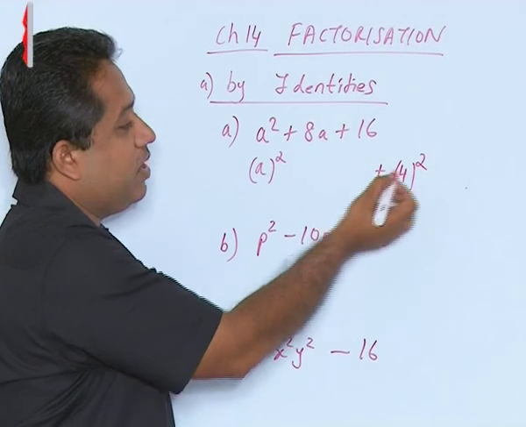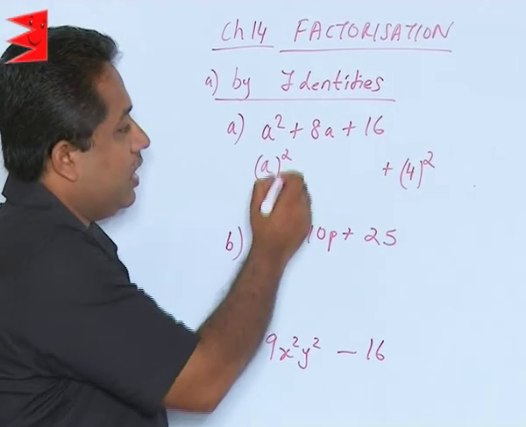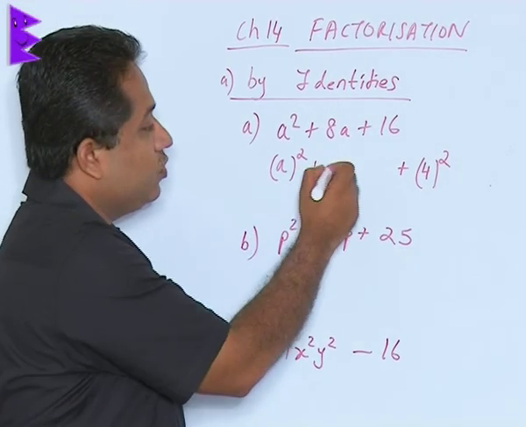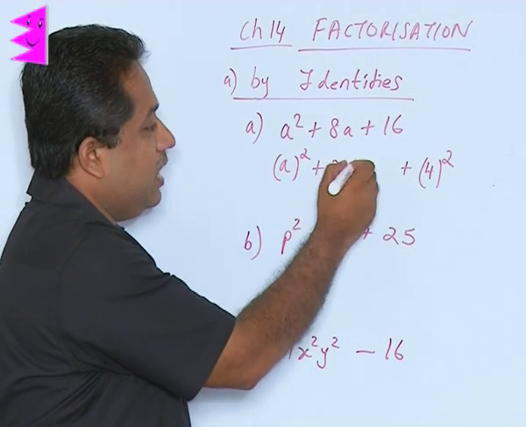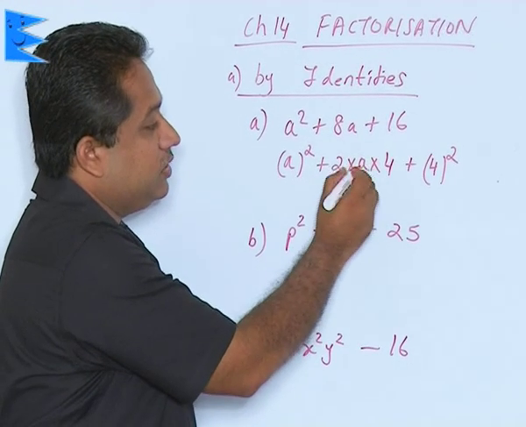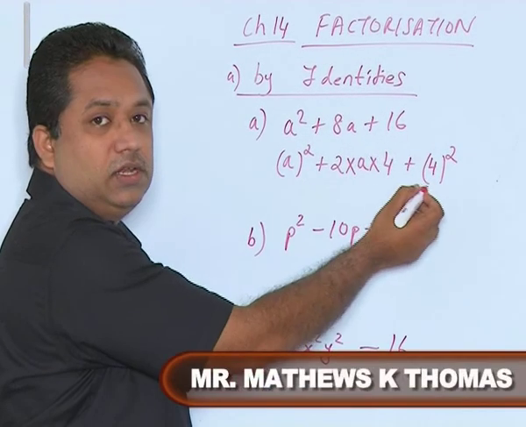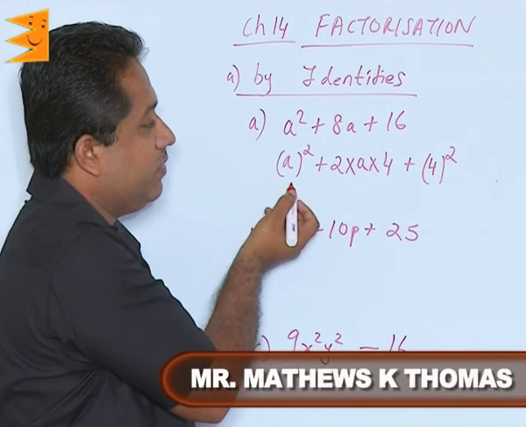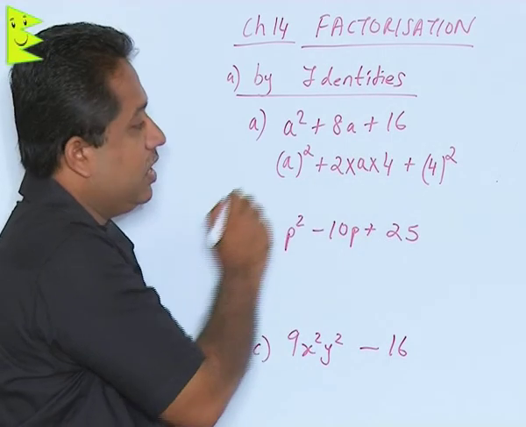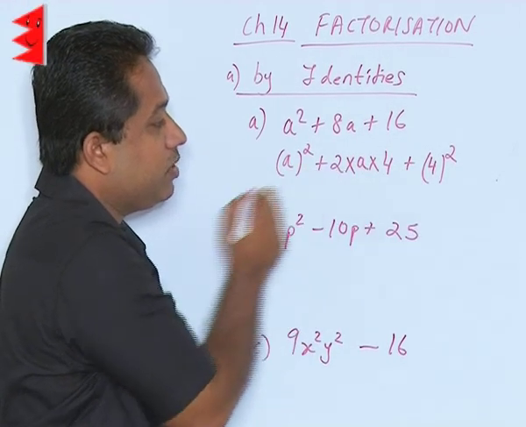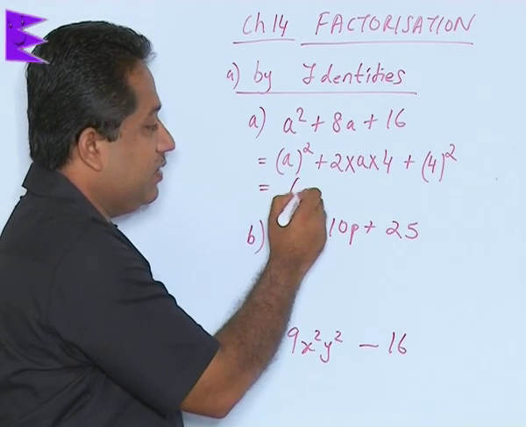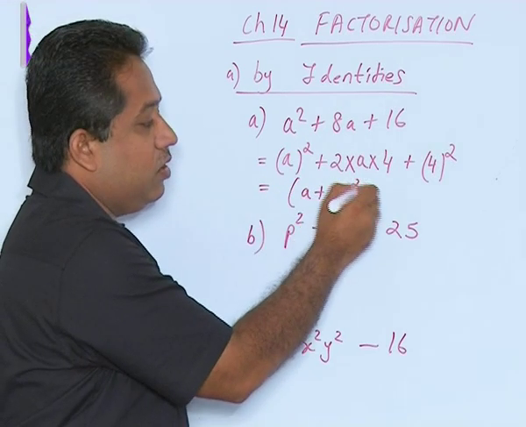So, we have a square and we have b square, and this term now has to be expressed as 2 into a into b. So, this will be 2 into a and the value of b here is 4. So, 2 into 4 is 8, 8a. We are not changing the question, but we are writing in another format. We have written it in the form of a square plus b square plus 2ab. And we know that a square plus b square plus 2ab is equivalent to a plus b whole square. So, we can write this as a plus 4 whole square.